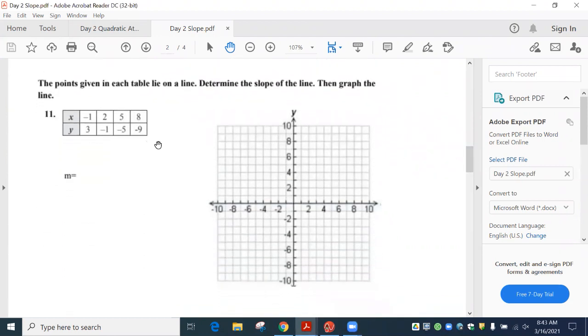Okay, on this one right here, I know there's a lot of stuff here. All we're going to do is find the slope from a table. That's all we're going to do. So we're not going to worry about graphing or anything. We're just going to find the slope from a table. Now, I do have, over on my poster over here, slope from a table, but it's vertically.